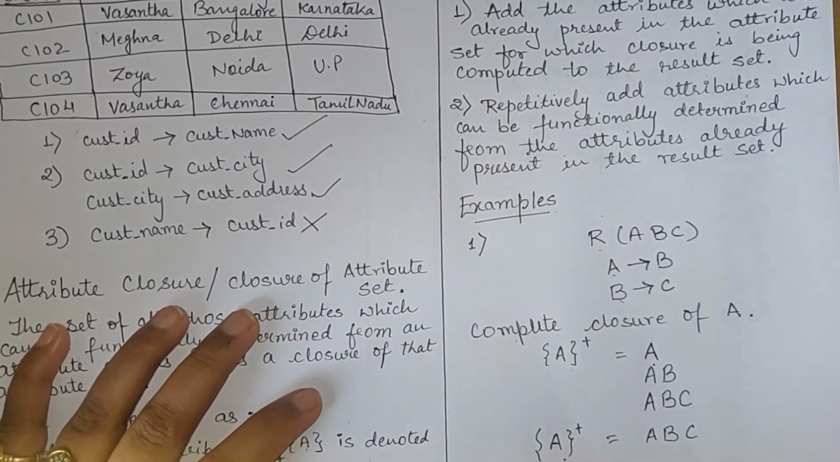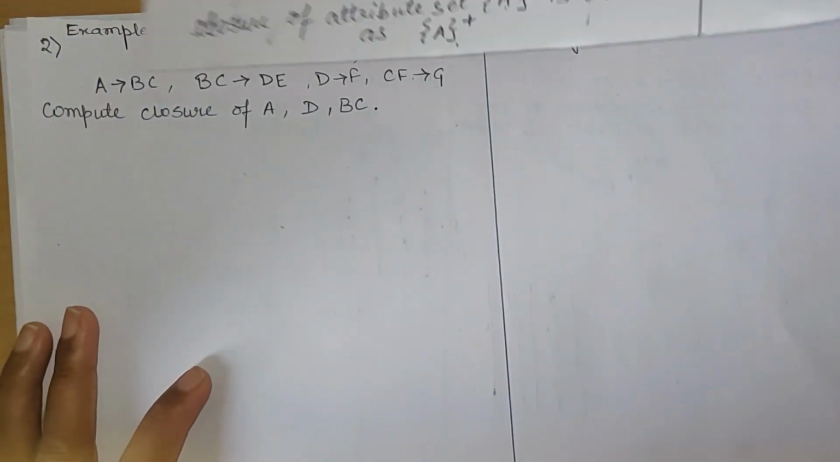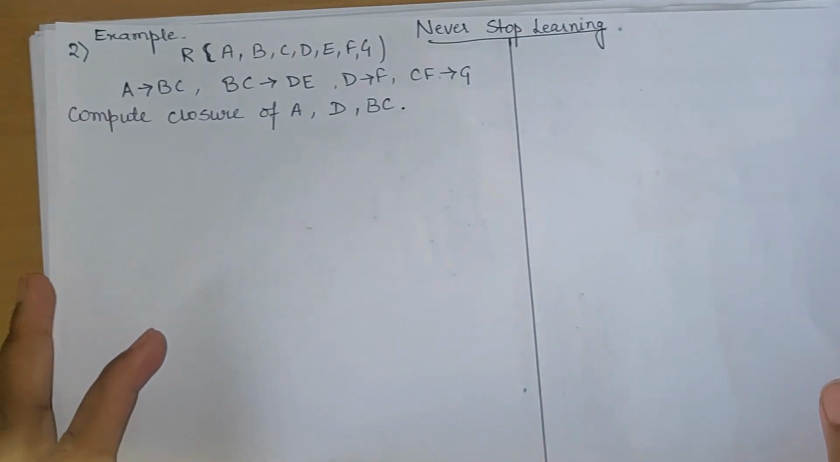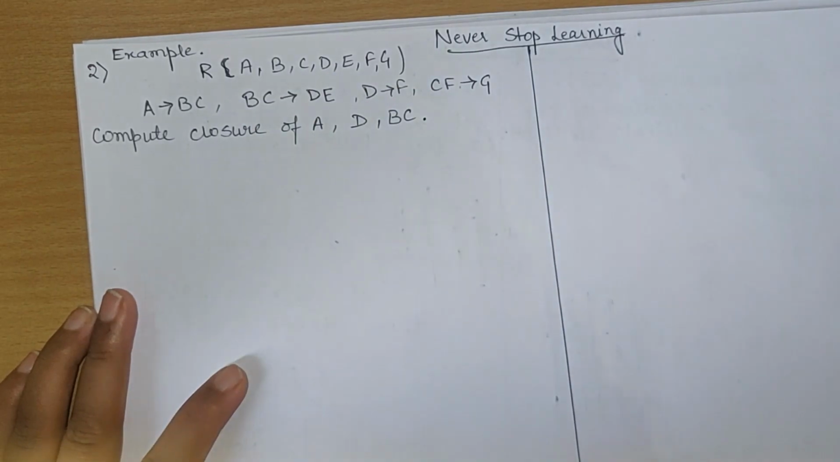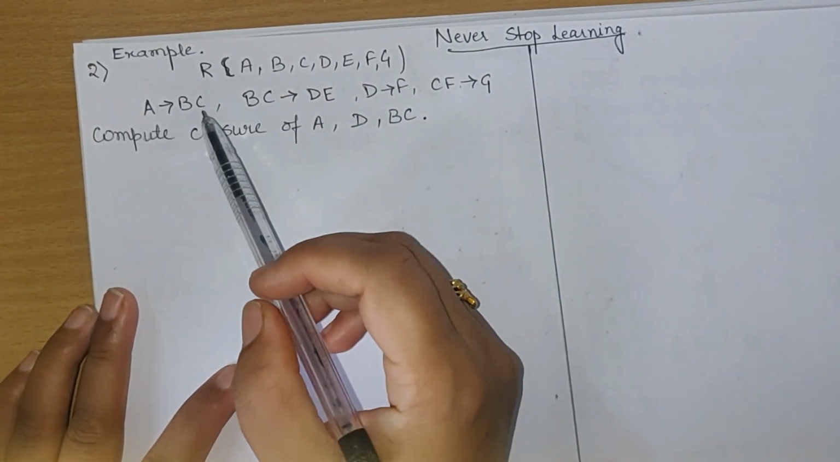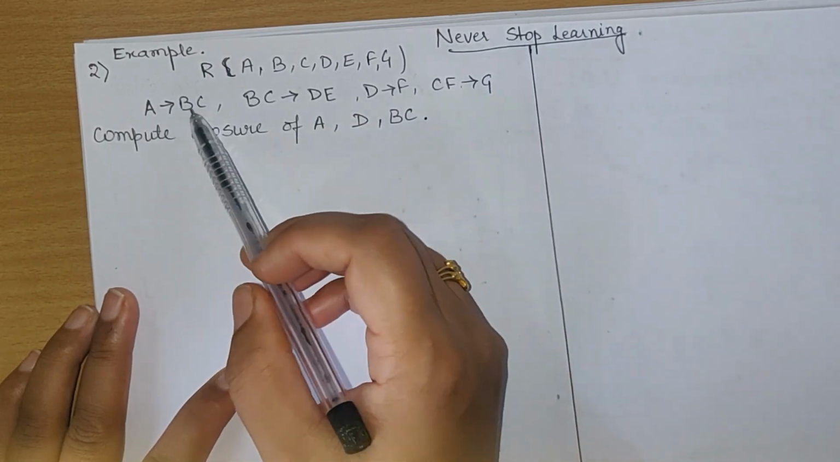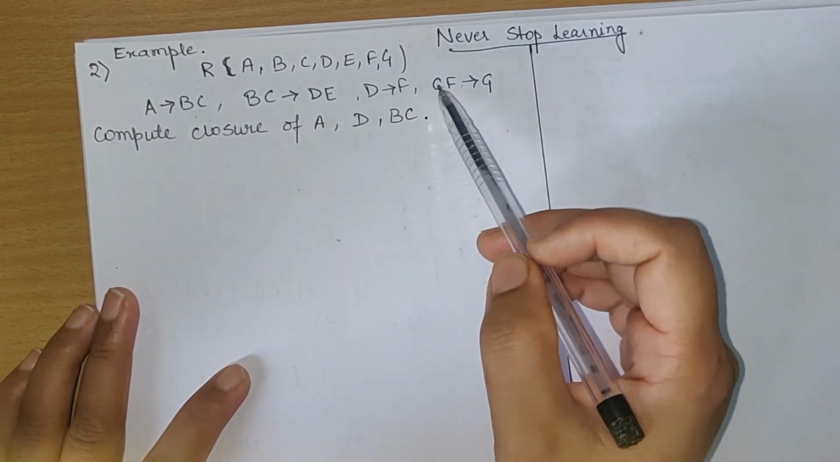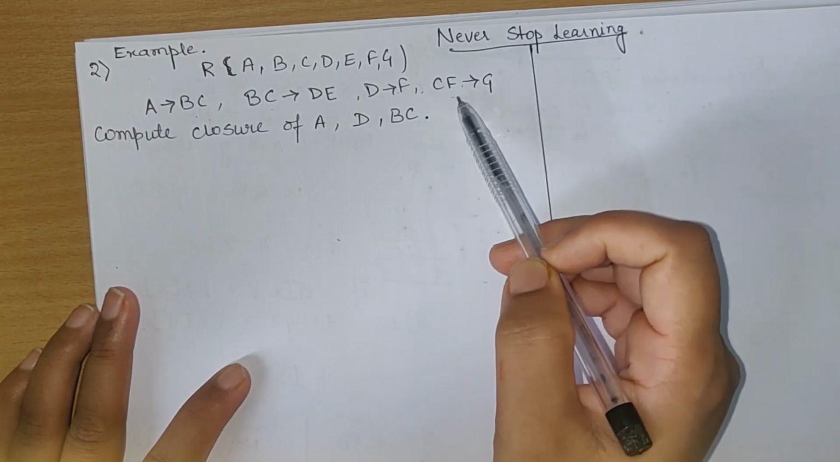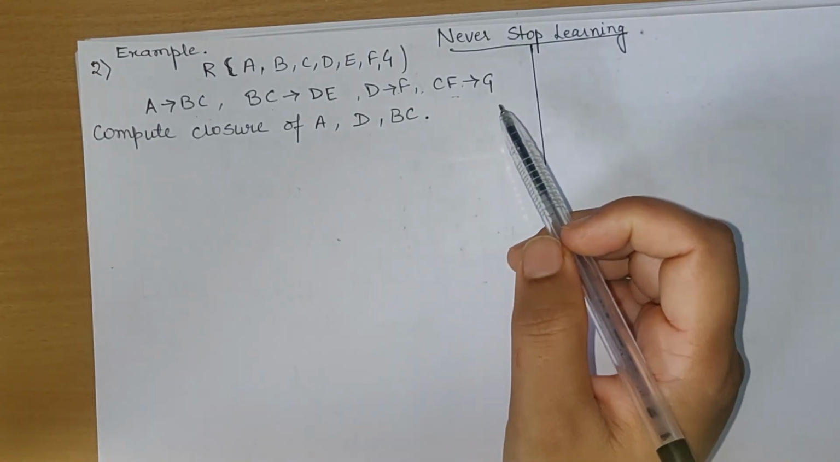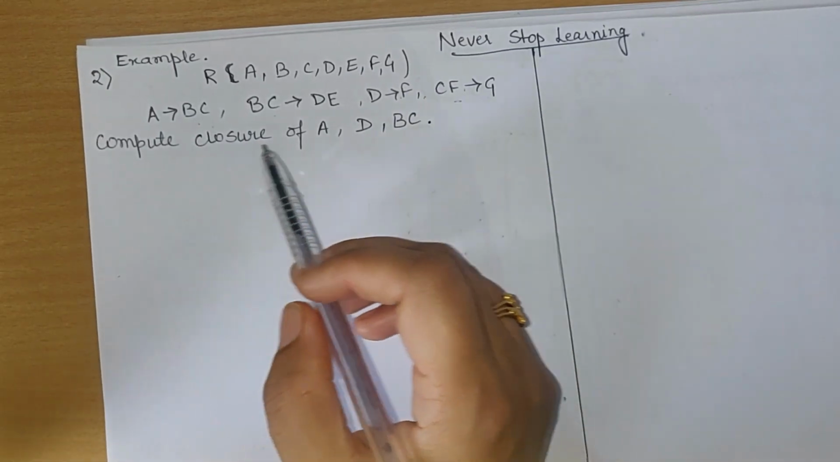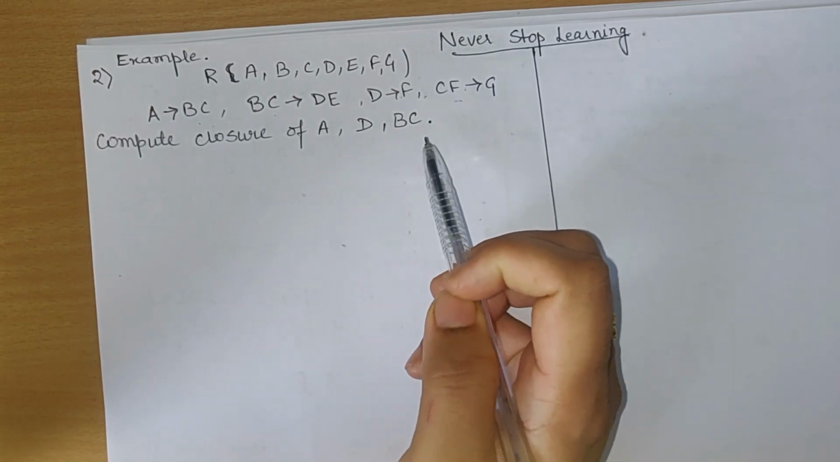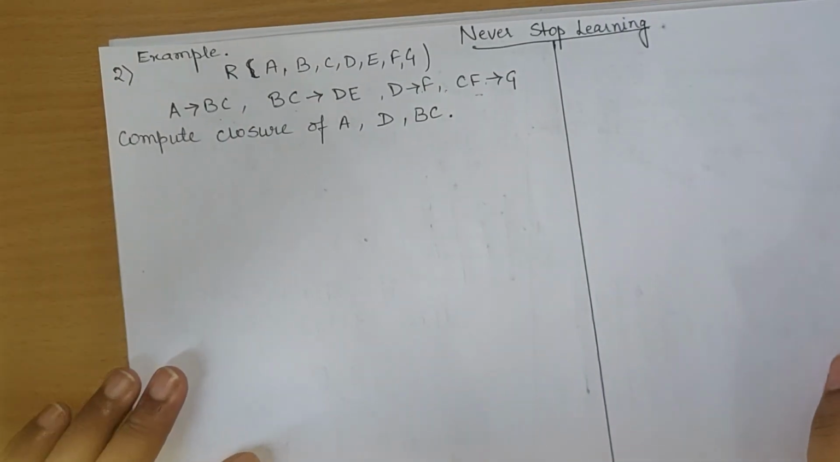Fine. Let's take one more example so it will be more clear. Here another example we are taking where we are having a relation with attributes A, B, C, D, E, F, G. Now the functional dependencies are: A determines BC, BC determines DE, D determines F, CF determines G. So these are the functional dependencies which are given to us, and in the question what they are asking? Compute closure of A, D, BC. So three closures they want. Let's compute.